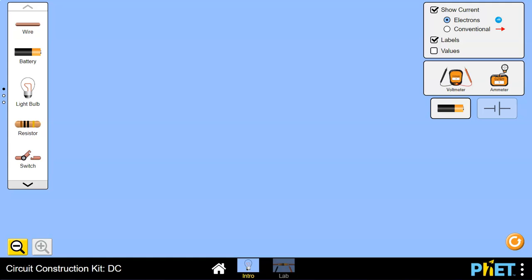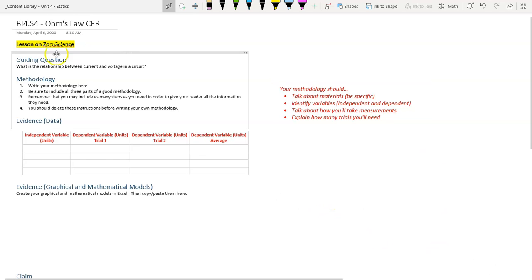In this video, we're going to go through the Ohm's Law lab. We've talked about Ohm's Law in class, but we're going to dive a little bit deeper in this lab. So in OneNote, you have this assignment right here. This is going to be the lab document that we'll be typing everything into. The guiding question for this lab is, what is the relationship between current and voltage in a circuit?